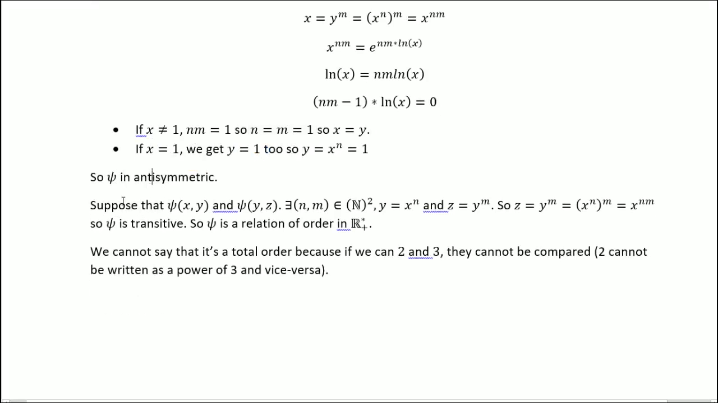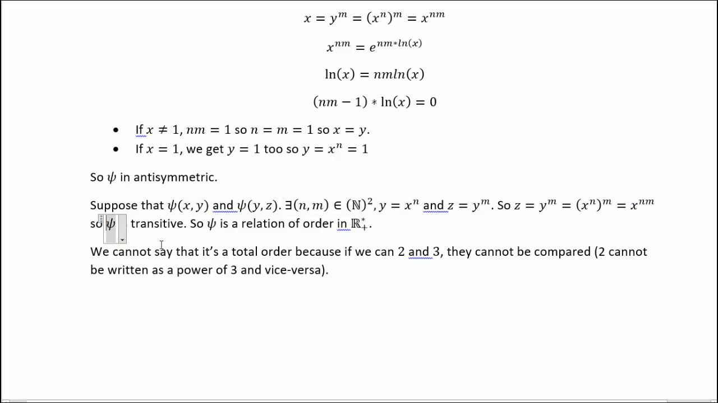So now we suppose three elements so that we have psi of x y and psi of y z. So there exist n, m in N squared, so that we have this. Then we replace, so we have z equal to x to the power nm. So psi is transitive, and so psi is a relation of order in N plus star.